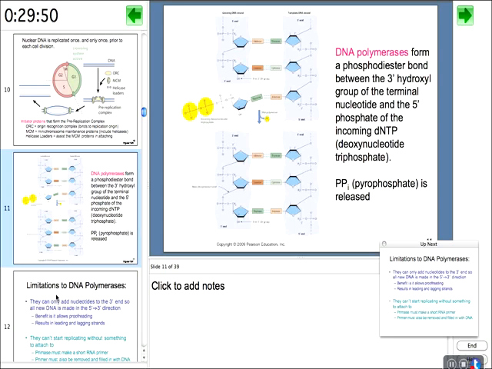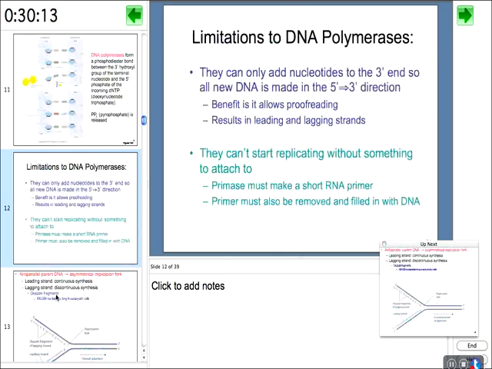That's the only side that they can attach to. That means all new DNA is always made by extending the 3' end. In other words, it's made 5' end first, 3' end last. So all new DNA in any cell of the world is made 5' to 3' because of this limitation of all DNA polymerases. They all have that limit.